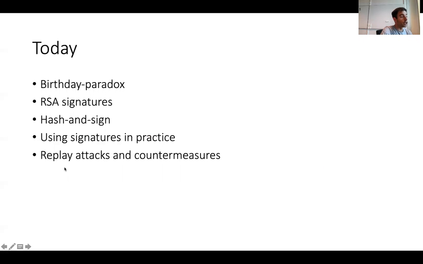And finally, we're going to talk about how to protect against replay attacks, which is something that we have already mentioned many times in the last couple of videos.